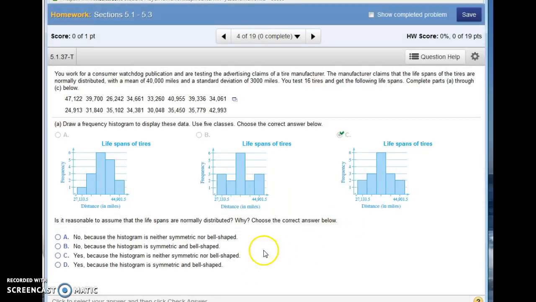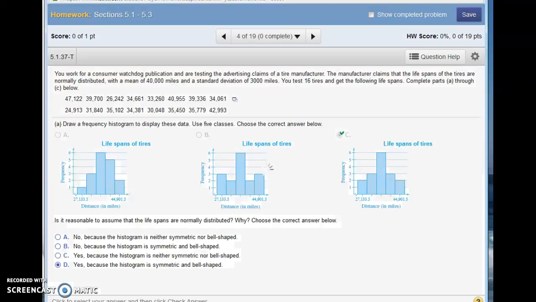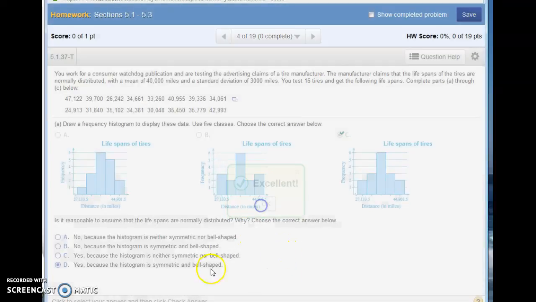And it says, is it reasonable to assume that they're normally distributed and why? And the answer is yes. And we could say because they're manufactured, it's a measure of something that's manufactured, but we're just going to say yes because it's symmetric and bell-shaped. Check answer. Excellent.